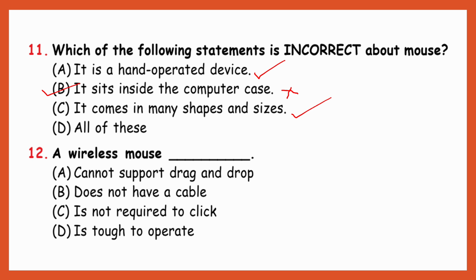Next one, a wireless mouse dash. Option A, cannot support drag and drop. B, does not have a cable. C, is not required to click. D, is tough to operate. Which is the correct answer? Option B, does not have a cable. Wireless means without a wire or cable. So, option B is the correct answer.